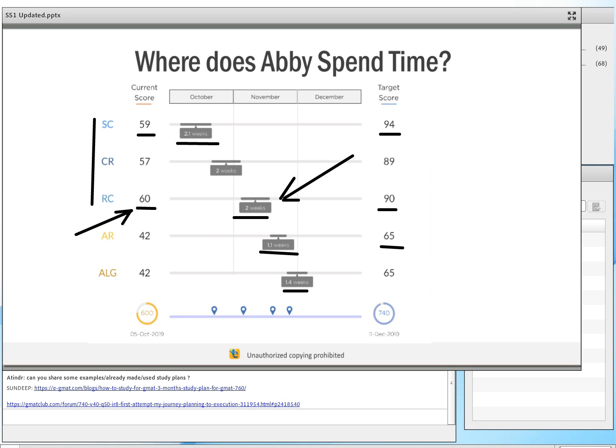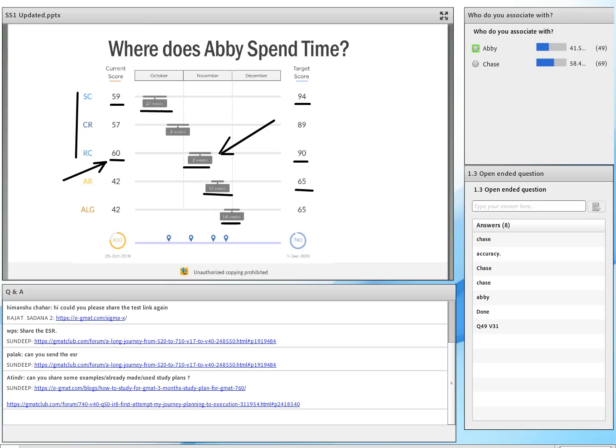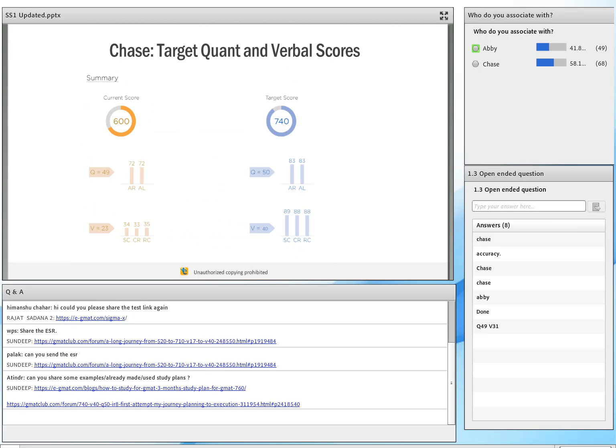Which initially, had you looked at her without a precise plan, you might have said, okay, this doesn't seem right. Why? Because she's stronger in verbal, so she probably needs to spend more time in quant. The key thing over here is to really say, hey, Abby is not aiming for that Q50, she's aiming for that Q48, and hence the amount of time required changes.